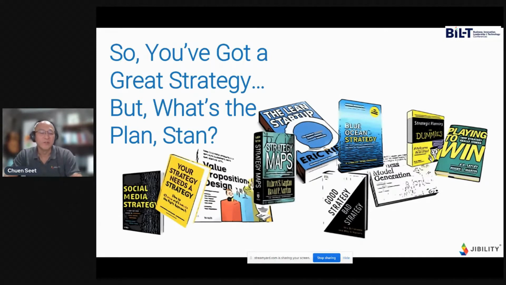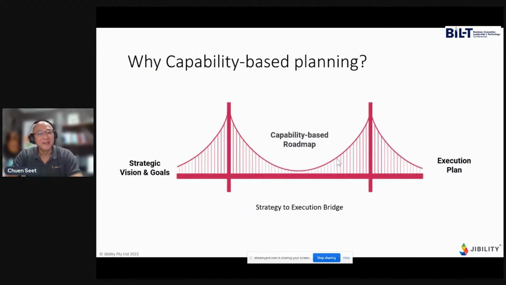But what's very common for most organizations is most organizations then struggle to translate that strategy into a plan. So what's the plan, Stan? And what we found is that a capability-based planning approach is a really great approach for bridging the gap between strategic vision and goals and execution planning.